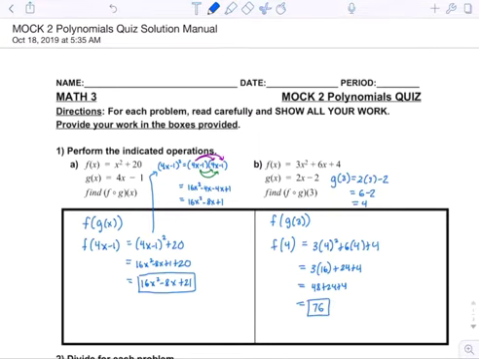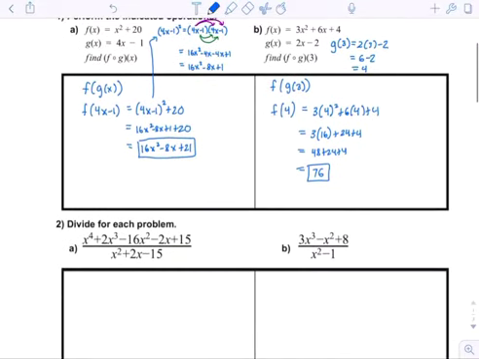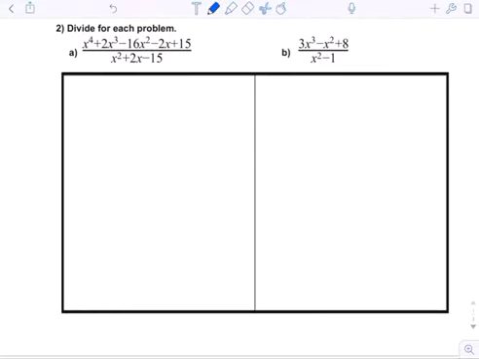So there is function composition for number 1. Alright, here we have long division. So the denominator goes on the outside, so x squared plus 2x minus 15. And on the inside, we got x to the 4th plus 2x to the 3rd minus 16x squared minus 2x plus 15.